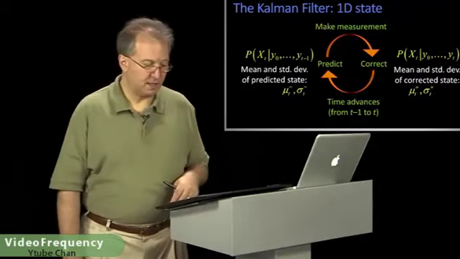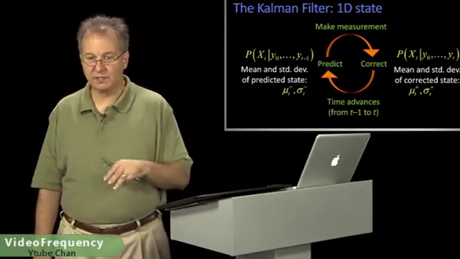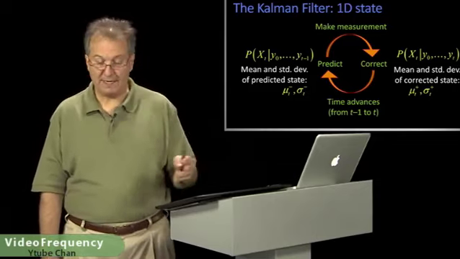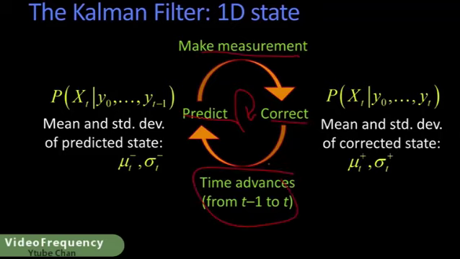We're going to keep doing this Kalman filter now on the 1D state, and I want to introduce a little bit of nomenclature, a way of writing things down. So what we have here is this inner loop that we talked about, where we predict, make a measurement, correct, and then time advances. Okay? So time advances, we predict, we make a measurement, we correct.